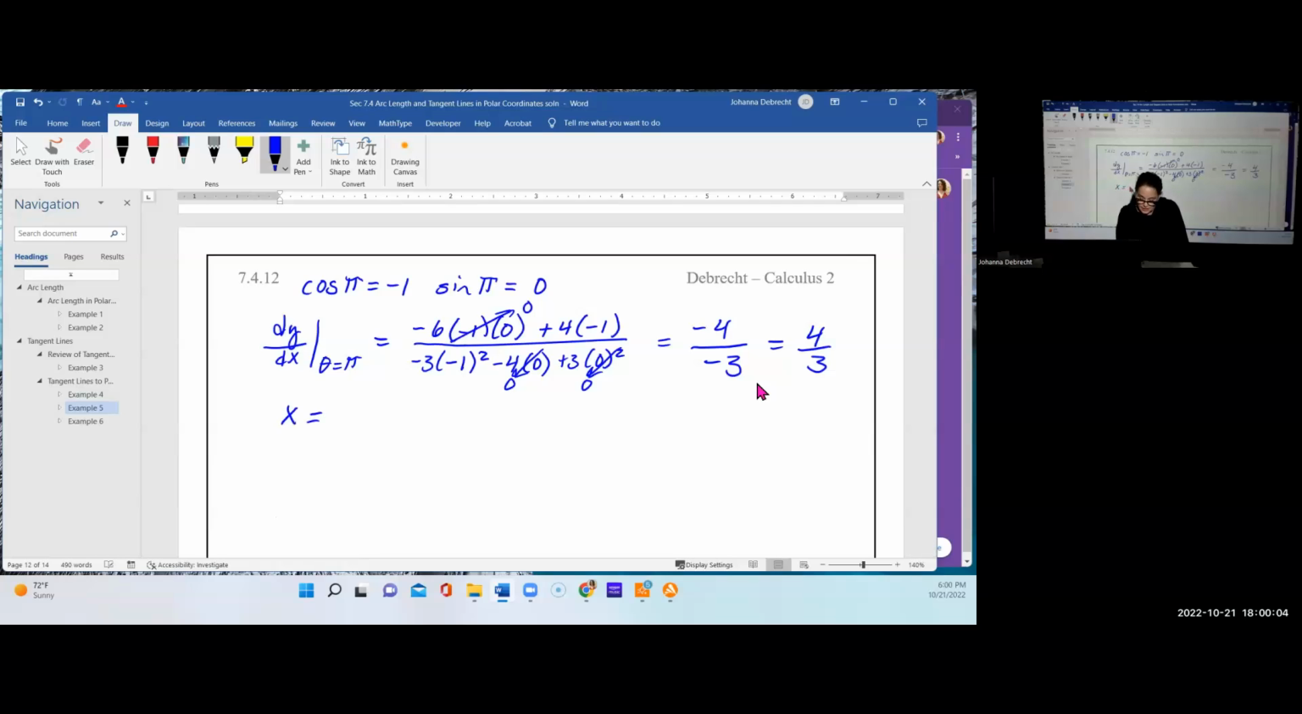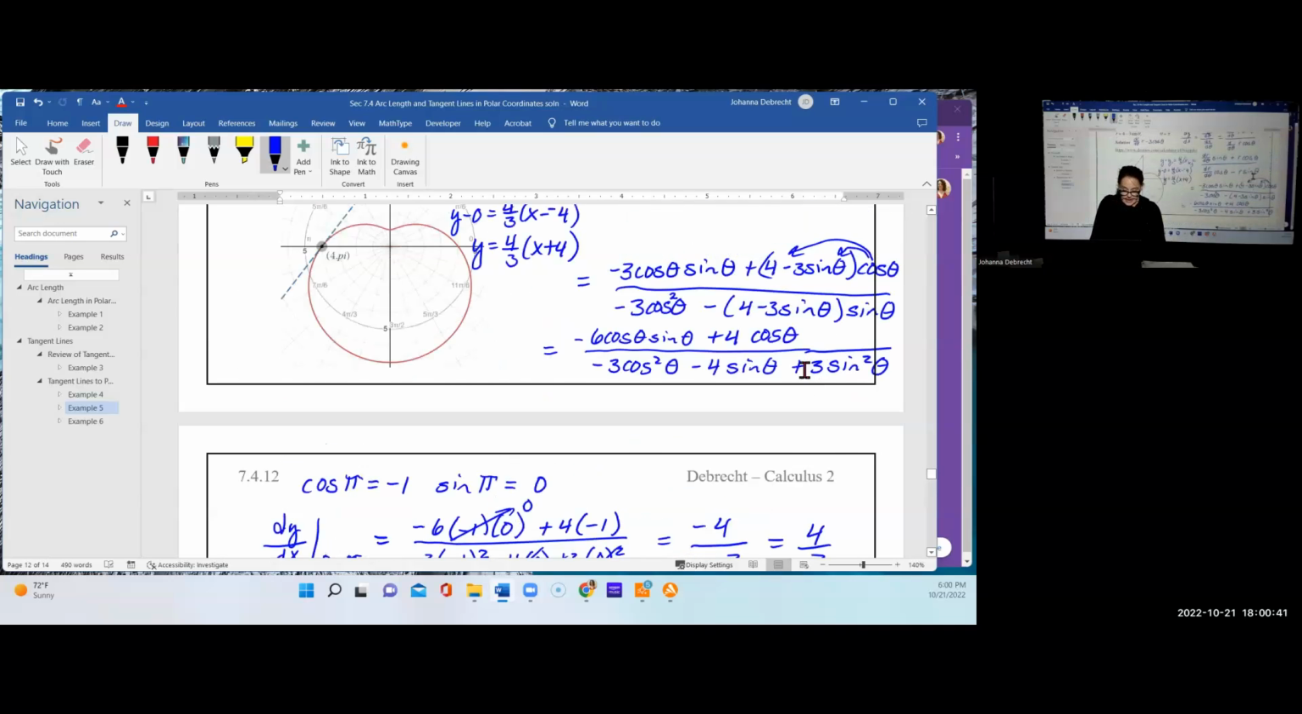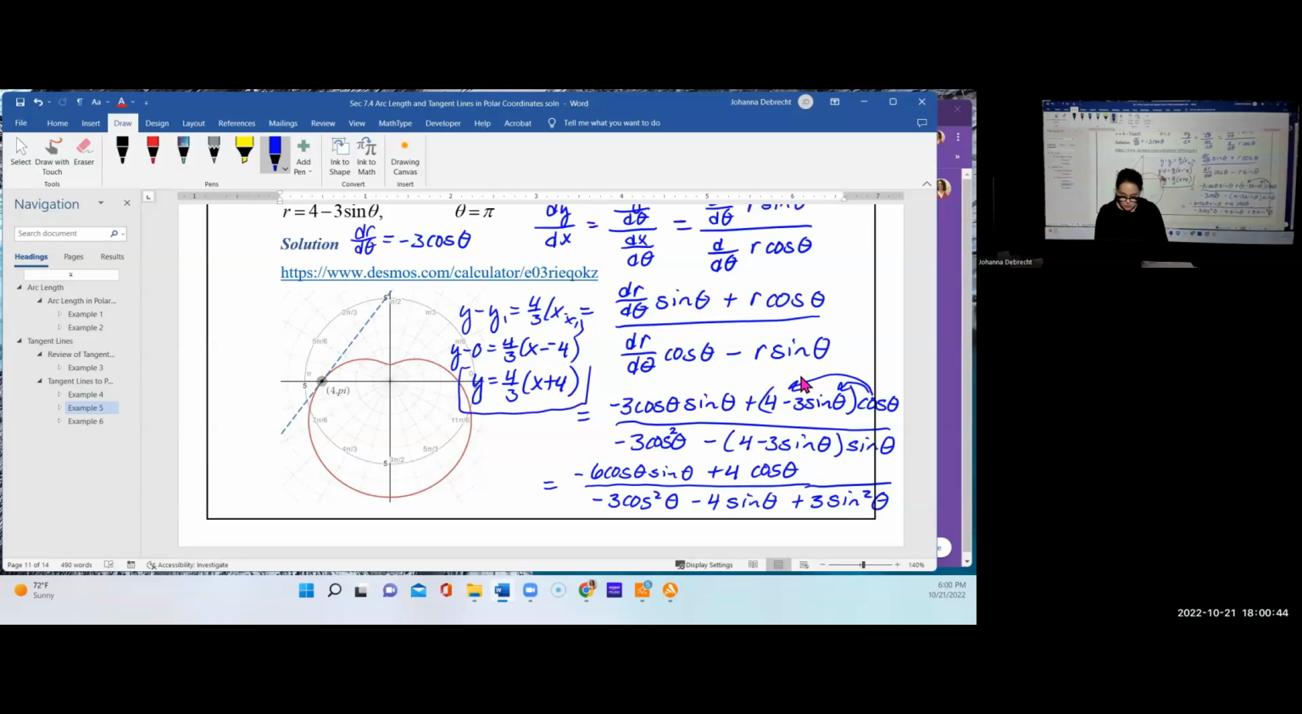All right. So let's talk about how to get it directly. Again, you're using the relationship. X is r cosine of theta, and you want to evaluate this when theta equals pi. And we said that r is 4, and the cosine of pi is -1, so we get -4. Y equals r sine of theta. If we evaluate y when theta equals pi, again, r is 4. The sine of pi is 0, so we get 0, which gives us the ordered pair -4, 0 for x1, y1. Right?